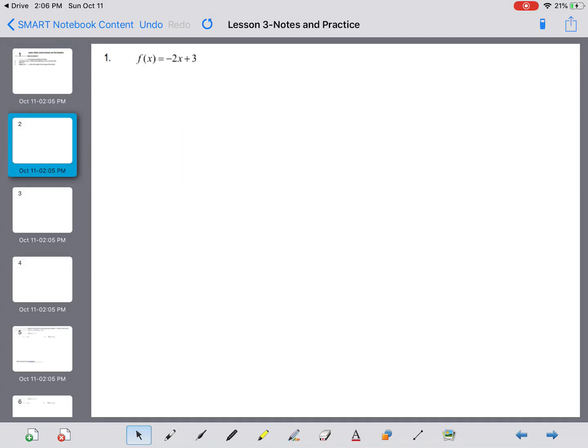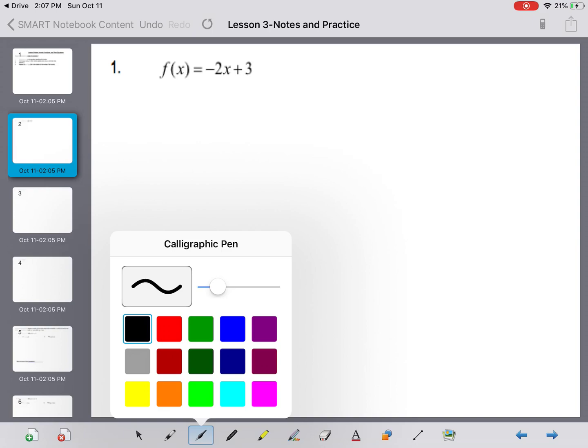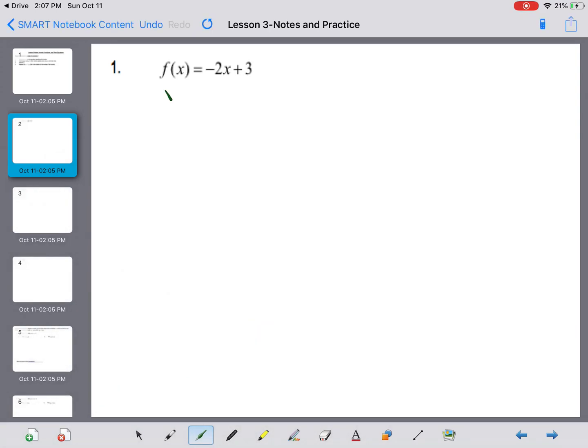Okay. So we take a look at number 1. To find the inverse, our first step is to switch x and y. Or sorry, to write f of x as y. Because again, it's fancy for y. So we are going to write it as y equals negative 2x plus 3. Then x and y are going to trade places. They're going to switch. The numbers stay exactly where they're at.